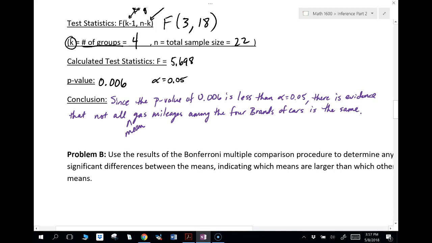Now that we know that not all of them are the same, we want to take it one step further and find out which ones are different. Because it's not enough to just say they're not all the same, right? In real life, we're going to want to know which one is significant. Which brand is going to make the biggest significance.